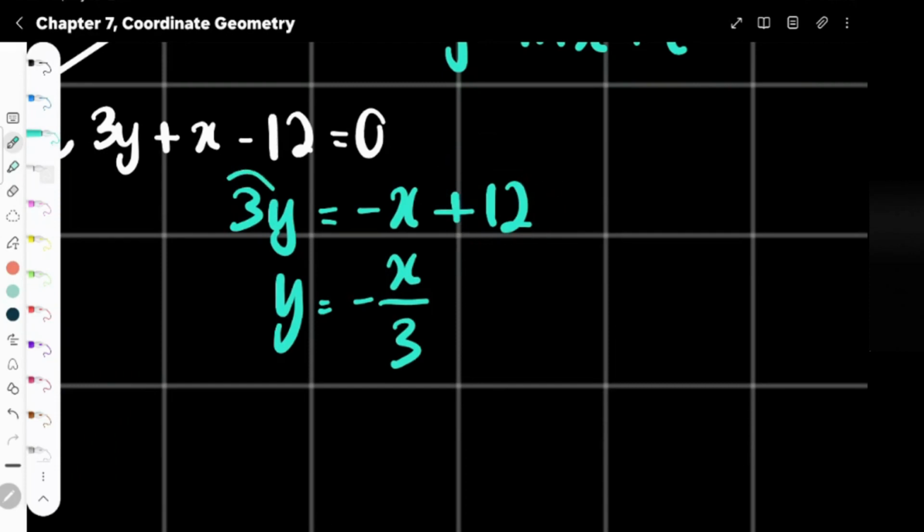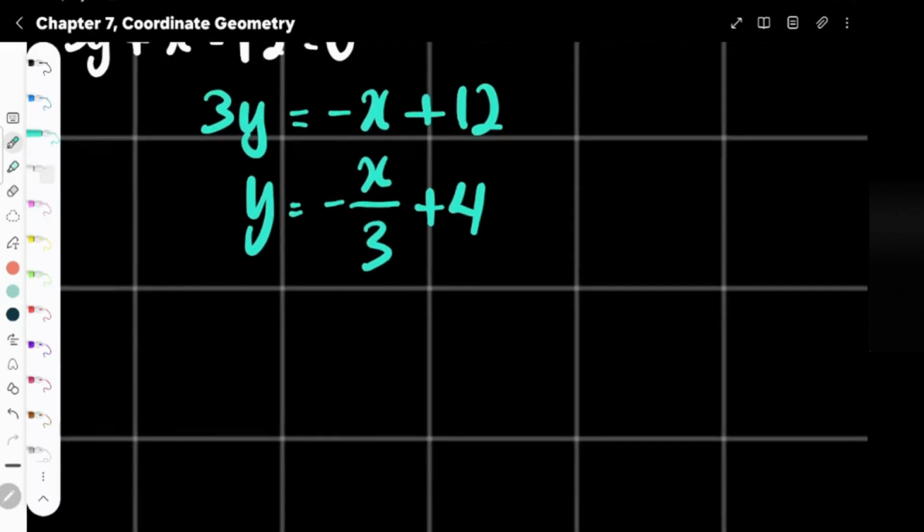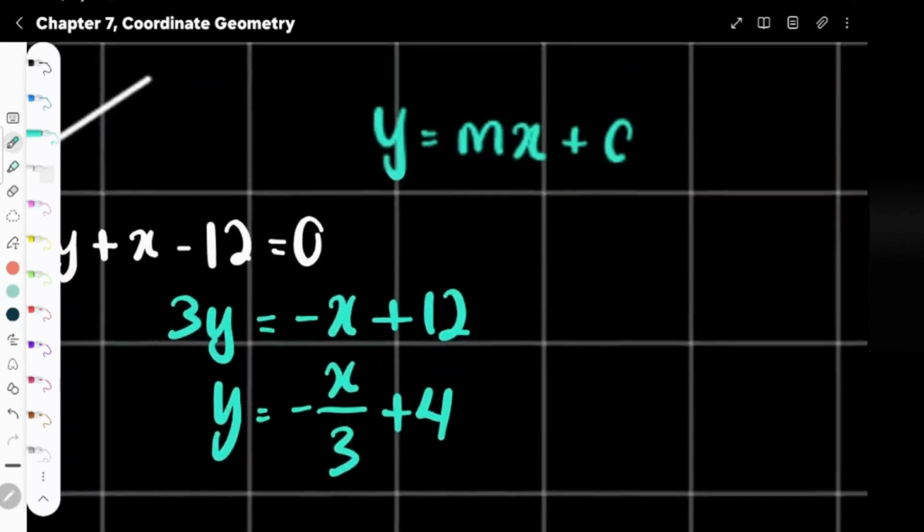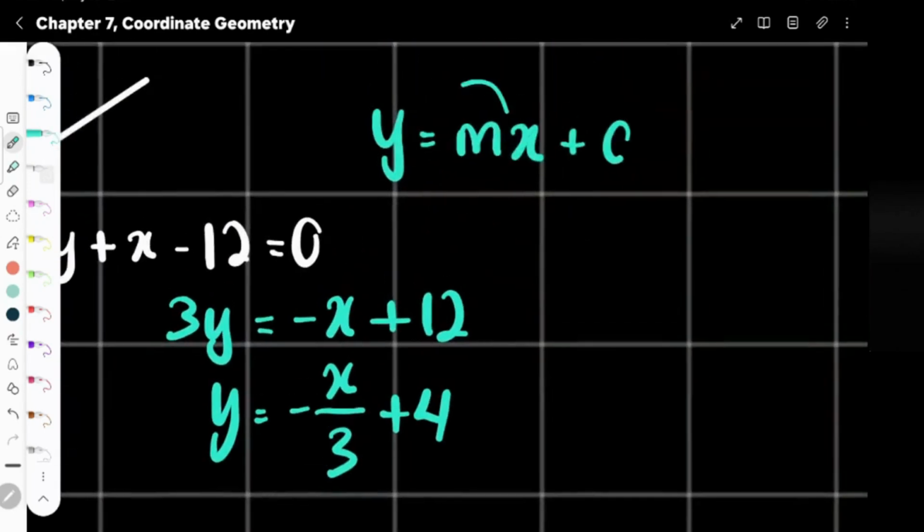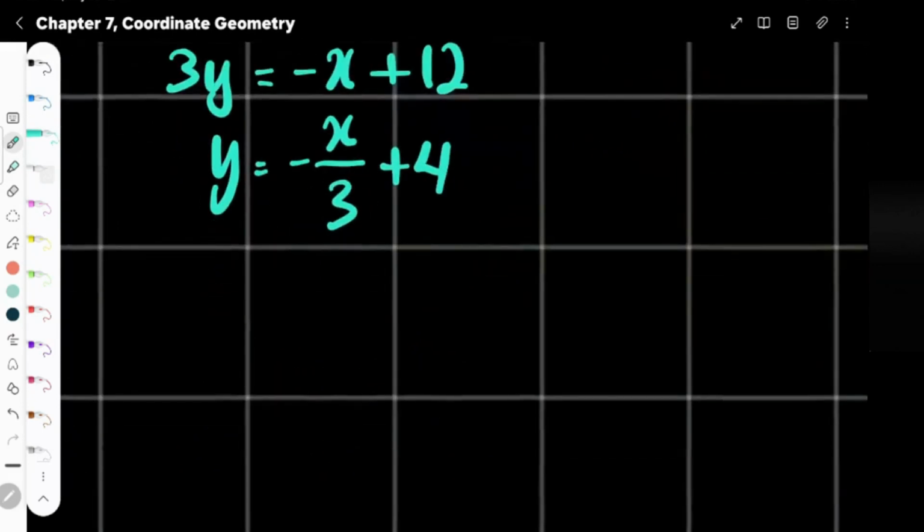12 divided by 3 becomes 4. Right, 3, 6, 9, yes, it should be 4. Of course, you can just leave it here, but I would prefer to change it into a simple form. Why? Because we want the m here, right? Do we see the m here? Yes, but it's easier for us to change it. So I'm just going to change this into negative 1 over 3 x, so that it's easier for you to see. Of course, you don't have to do this, you can just leave it like this, but it's better.